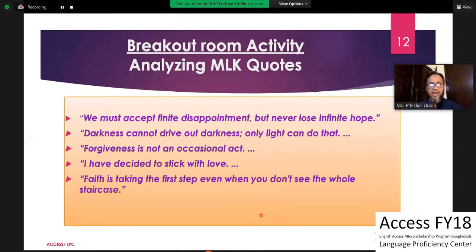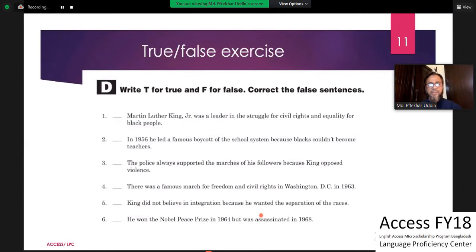Now, please, can you see the next slide, the true-false exercise? Please use the chat box and write down which statement is true and which statement is false. If false, just write down only true or false. Then I will ask for the correct information if it is false. Okay. Use the chat box.